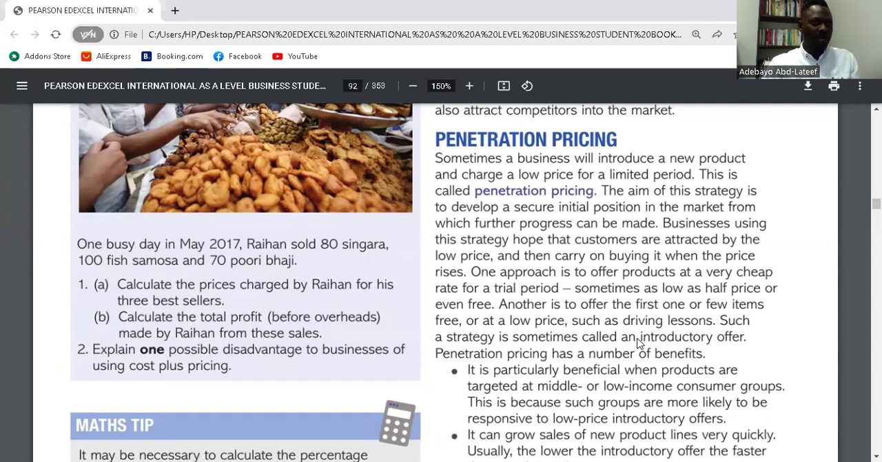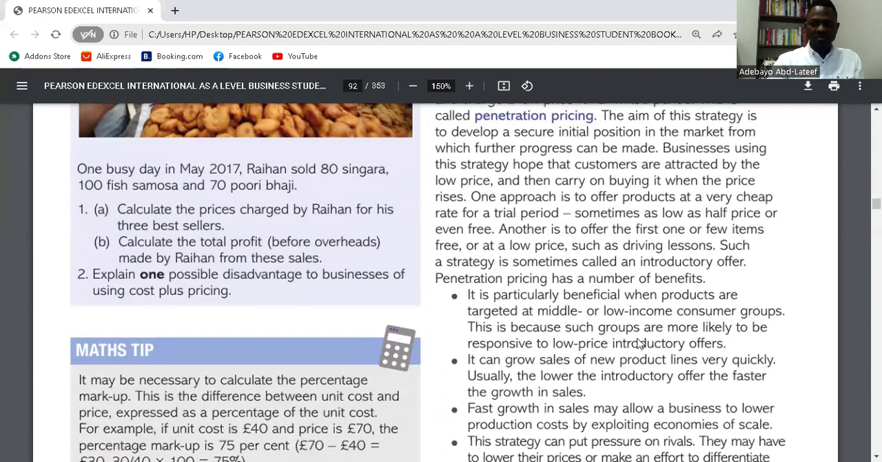It's charging a lower price for a specific period of time to secure your position in the market before you start increasing it. As long as you secure your position in the market, then you can charge whatever you have to charge, because at that point in time customers know more about the product and they can trust the product. So what are the benefits of penetration pricing?